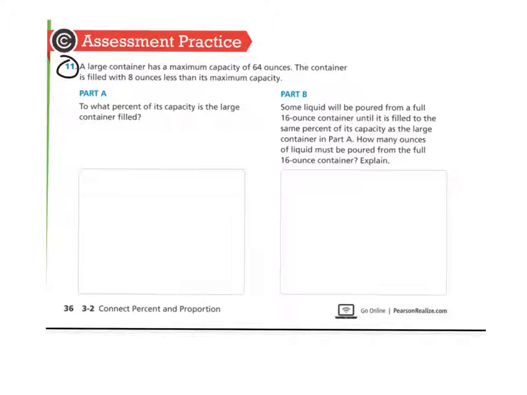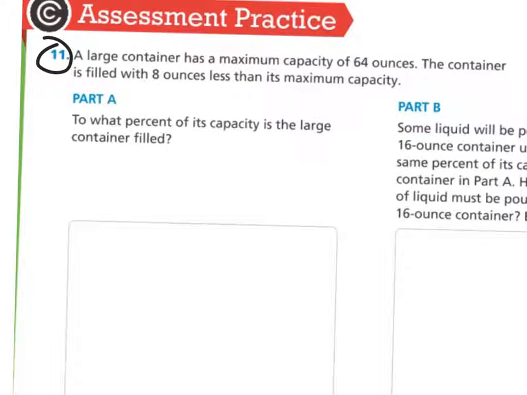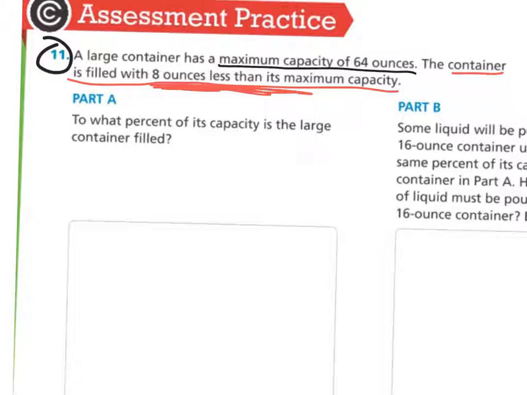Number 11, a large container has a maximum capacity of 64 ounces. The container is filled with 8 ounces less than its maximum capacity. Make sure you take that whole phrase in, okay? It's not filled with 8 ounces, it's filled with 8 ounces less than its maximum capacity. So the question part A, to what percent of its capacity is the large container filled?